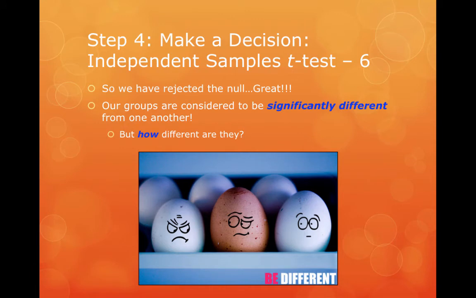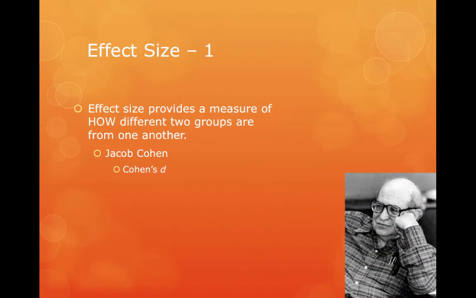So now we made a decision and we know that we're going to reject the null. That's awesome. We know that there are significant differences between our two groups, but we don't really know how much they differ. We just know that they do differ significantly. So this is the idea of effect size. Effect size provides a measure of how different two groups are from one another. So Jacob Cohen, the guy that we see here, is a very famous statistician who really helped us establish and understand effect sizes. And one of his measures is called Cohen's d.